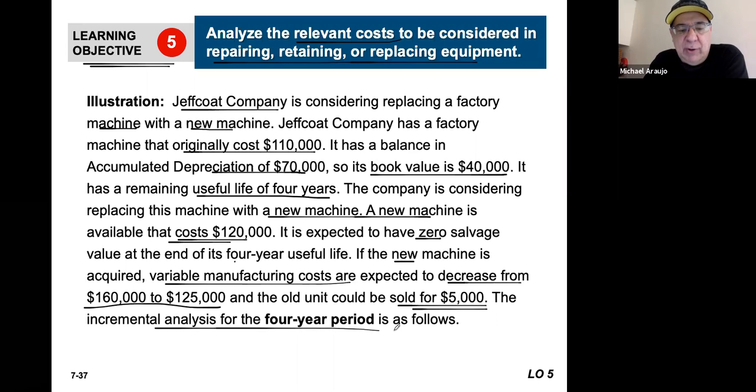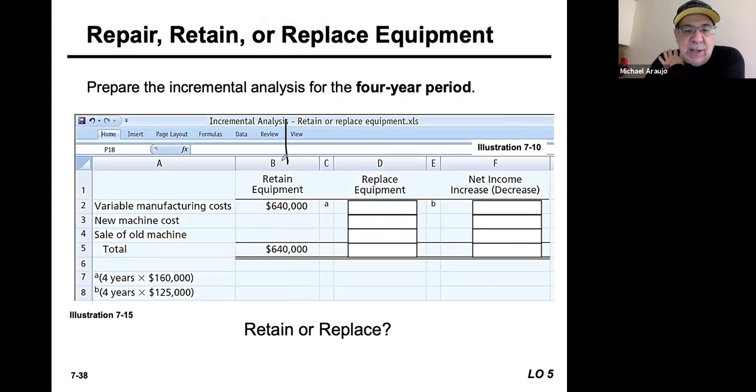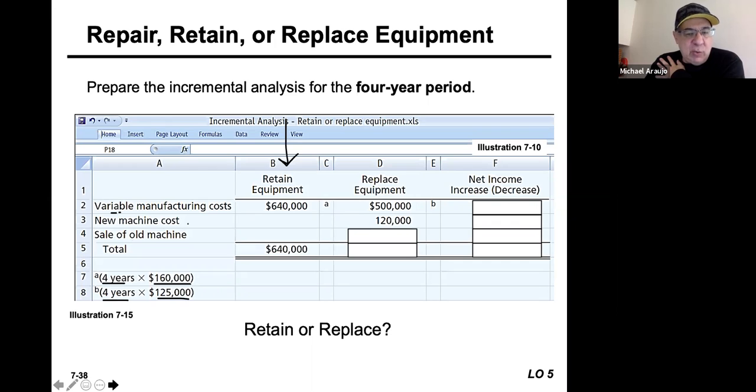So what should they do? Well, incremental analysis is needed to help us understand what they should be doing. The first thing we need to know is the cost if they simply retain the equipment that they have. They know that the equipment costs them $160,000 a year in variable manufacturing costs, and they're going to keep it for 4 years. So basically, the cost of retaining the equipment would be $640,000. Now, to replace the equipment, the actual variable costs would go down to $125,000 per year for 4 years. So in essence, the variable manufacturing costs would drop to $500,000. Of course, they would have to buy the new machine, which is $120,000.